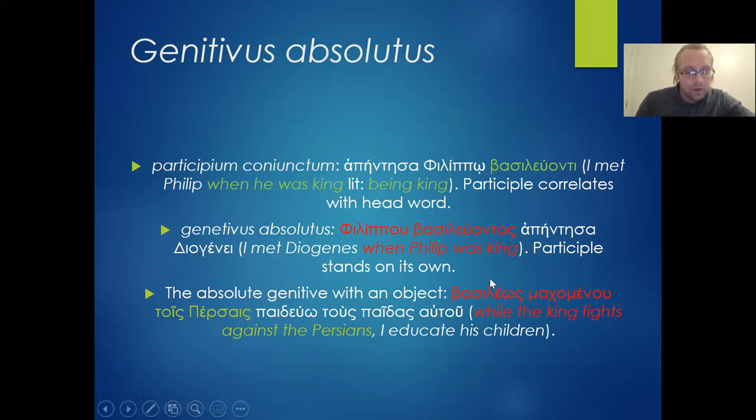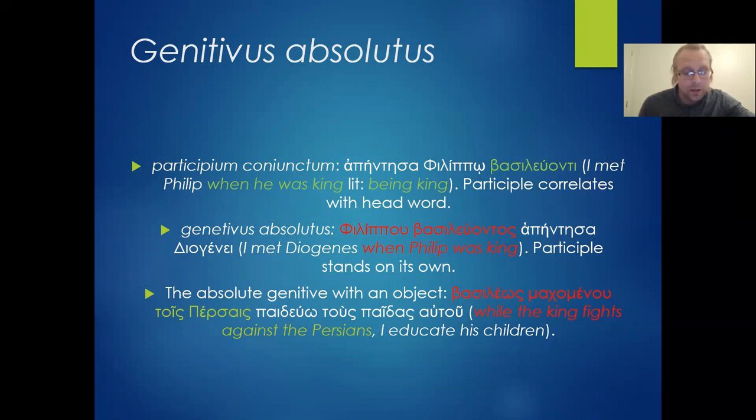So here, as you can see, the genitive construction Filippu Basileontos with the present active participle Basileontos in the masculine genitive singular does not depend on any other part of the clause. And this is also why the genitive is called absolute. In fact, the genitive construction Filippu Basileontos is used here instead of a temporal subordinate clause, which we will encounter examples of later.